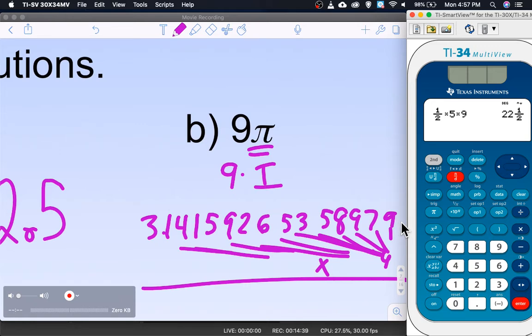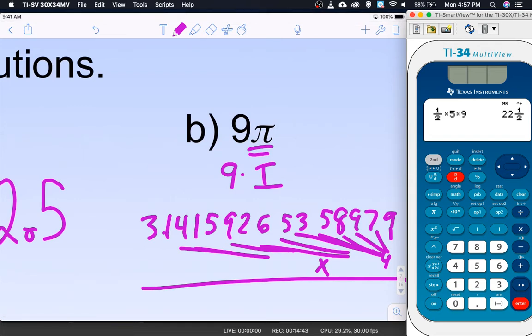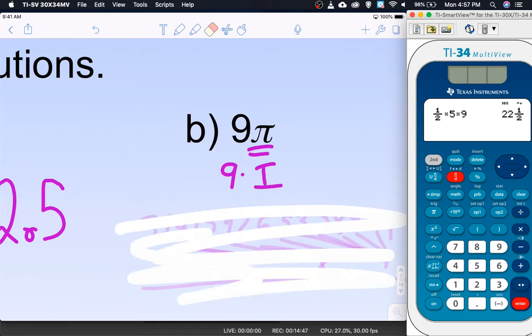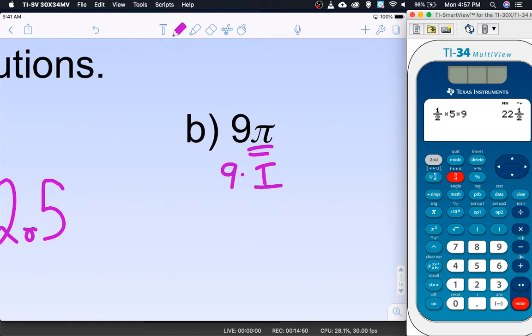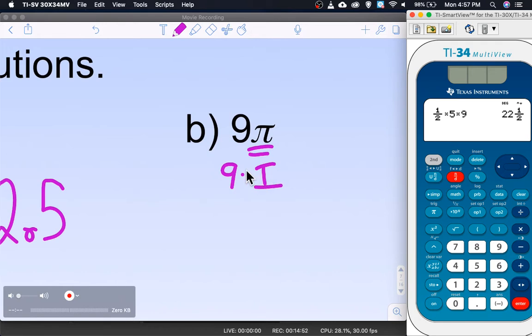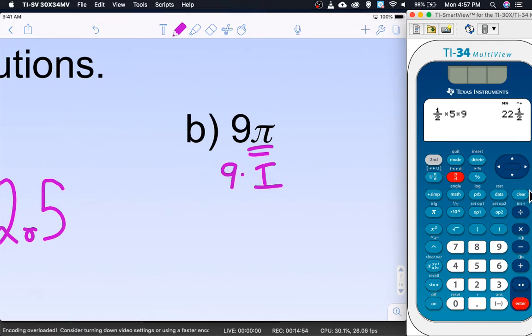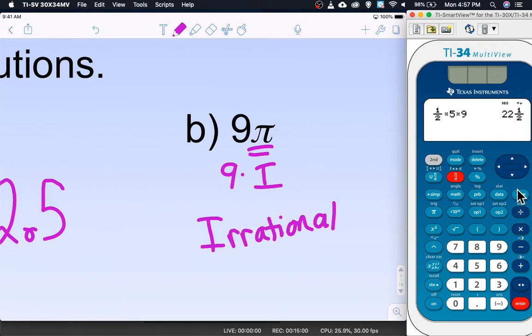There's no way those decimals are going to get chopped off. There's no way it's going to be now a repeating decimal or a terminating decimal. So it's still going to be an irrational number. If you take an irrational number times something, it's still going to be irrational.